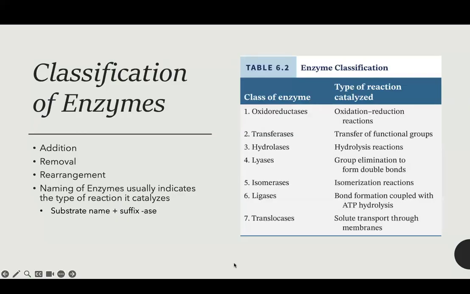There are 7 different types of enzymes. They can be classified into 7 different classes, and they usually involve either the addition, removal, or rearrangement of certain groups. The enzymes are named after the class of reaction that they catalyze and the suffix ase at the end. So we have oxidoreductase, transferase, hydrolase, lyase, isomerase, ligase, and translocase.